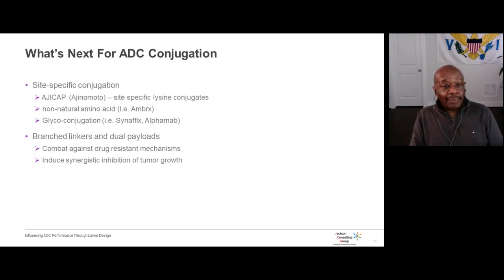So what's coming next for ADCs? I've talked about what we already know about ADCs and the linkers, but what's coming next? And really it falls into two categories. One is the site-specific conjugation, and the other is using branch linkers to accommodate dual payloads.